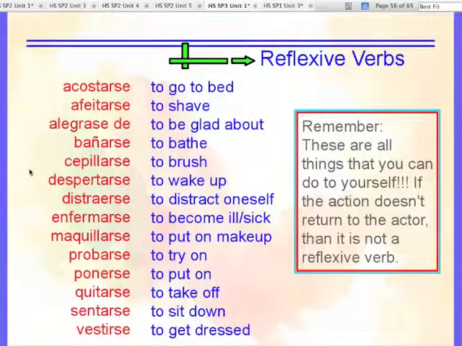Okay. And then here's not quite a comprehensive list, but just definitely a good list to get you started with reflexive verbs and their translations. Remember that these are all things that you do to yourself. If the action doesn't return to the actor, then it is not a reflexive verb.